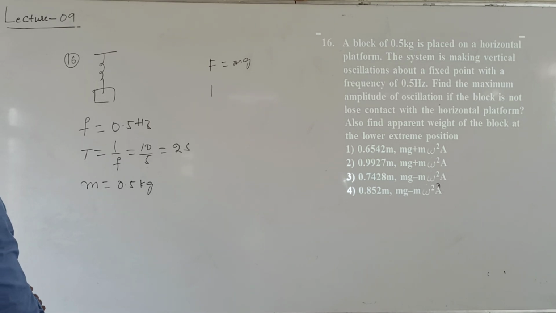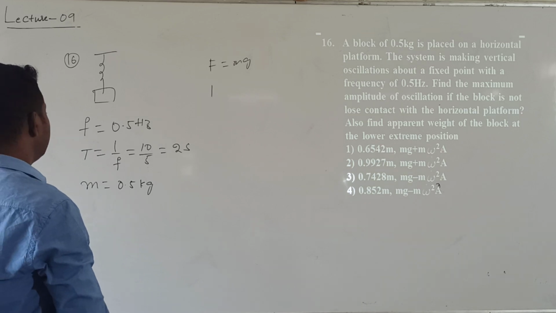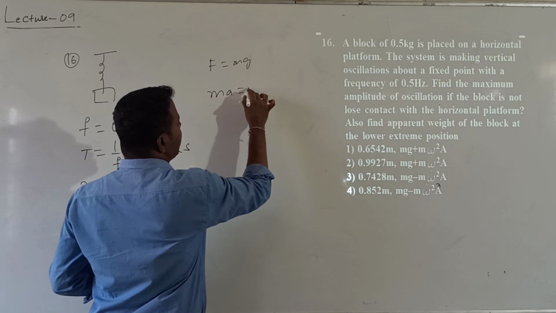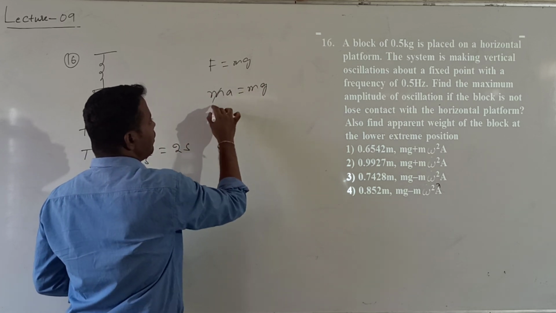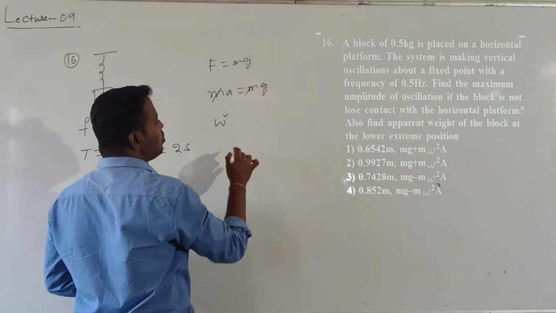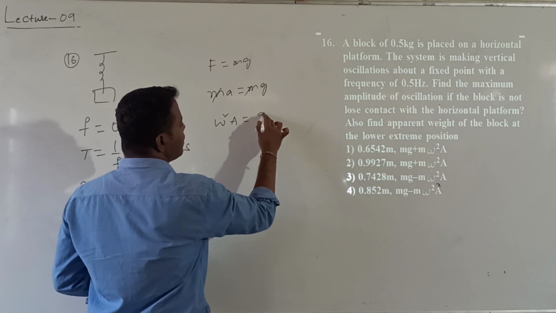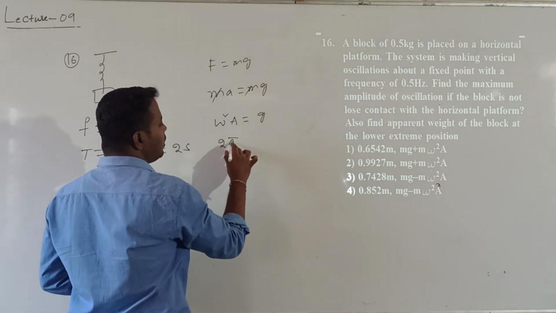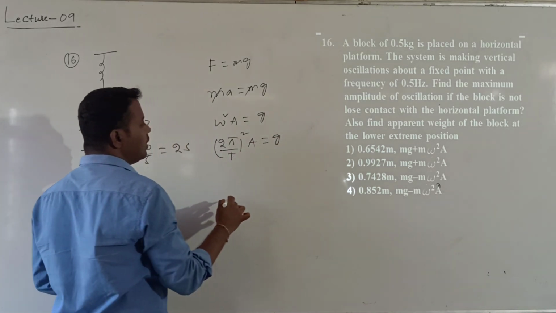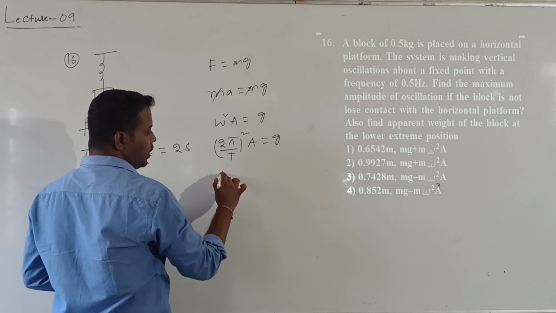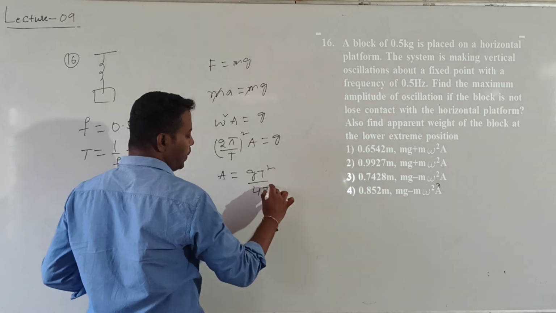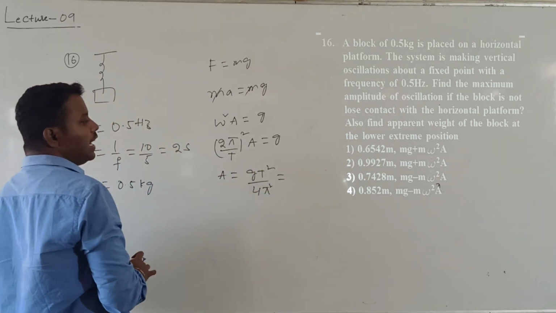So how can you calculate the value of amplitude? F is equal to m into a. ma value is equal to mg. So m value cancels. a is acceleration. So acceleration at extreme position, omega square into A is equal to g. Omega value is 2 pi by T, into whole square, into A is equal to g, so A value is equal to g into T square by 4 into pi square, where T is the time period.